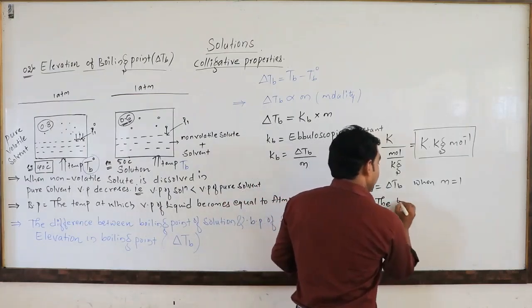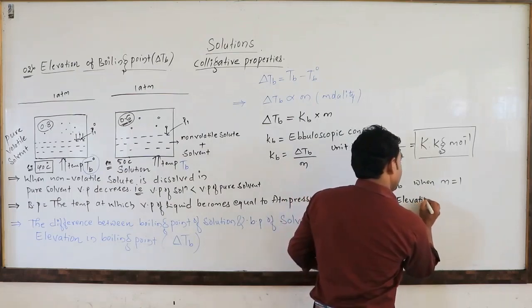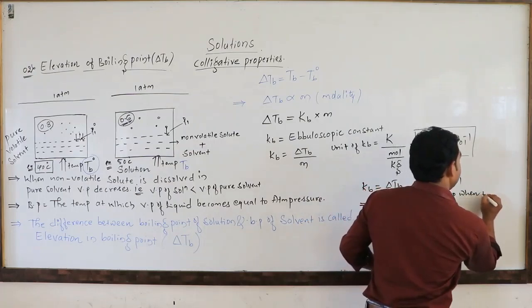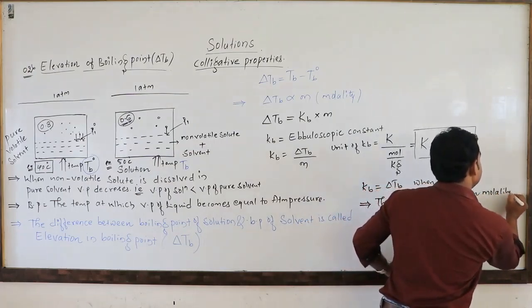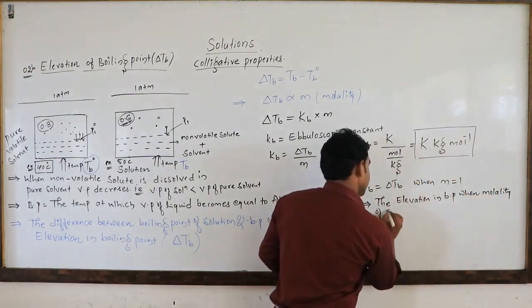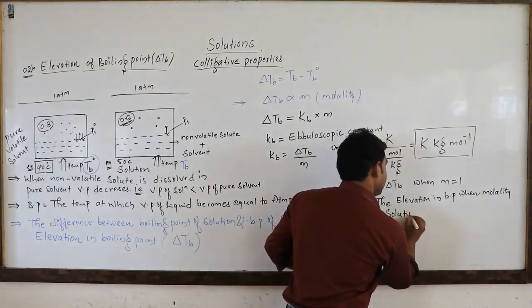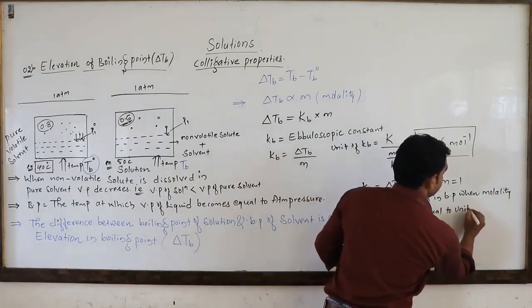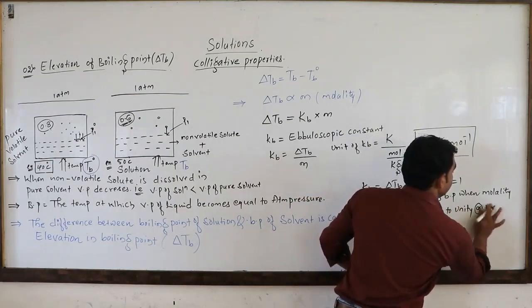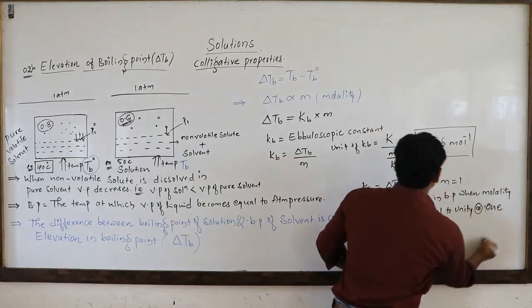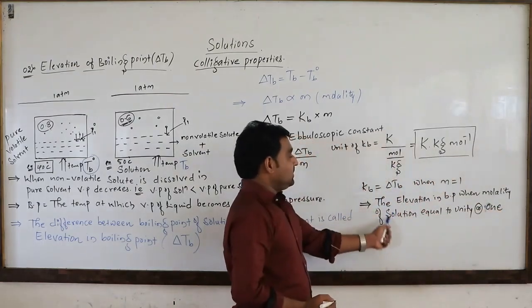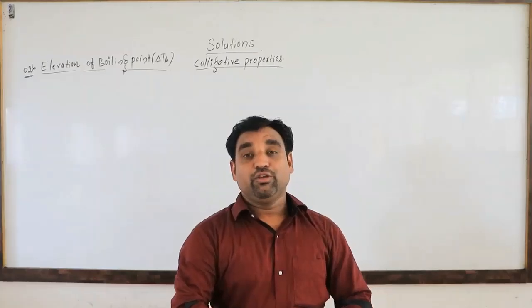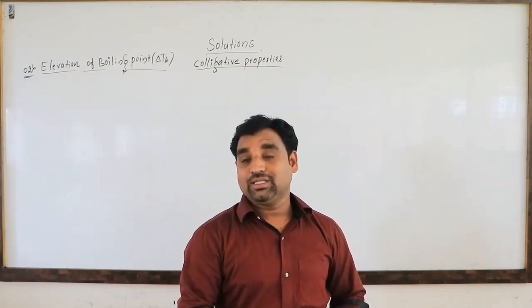The elevation in boiling point when the molality of the solution is equal to unity, or 1. In such cases Kb is equal to delta Tb. This is the meaning of ebullioscopic constant. So, elevation of boiling point, hope you all understand this one.